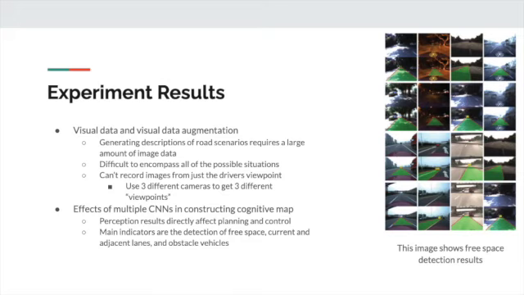And then the effects of multiple CNNs in constructing cognitive maps. So in a vision-based self-driving car, the precision of the surrounding environment perceived by the visual module is of particular importance because the perception results directly affect planning and control. And in most self-driving scenarios, the main indicators comprise the detection of free space, the current and adjacent lanes, and obstacle vehicles. So therefore, companies mainly evaluate the models by detecting these items. And as you can see in the image on the right, that's what the free space detection shows, and that's kind of how companies view everything.